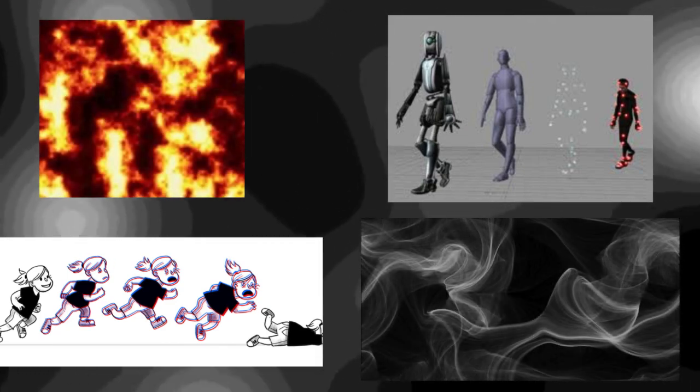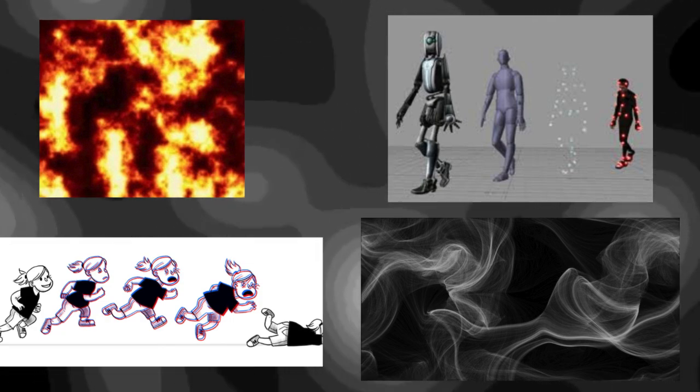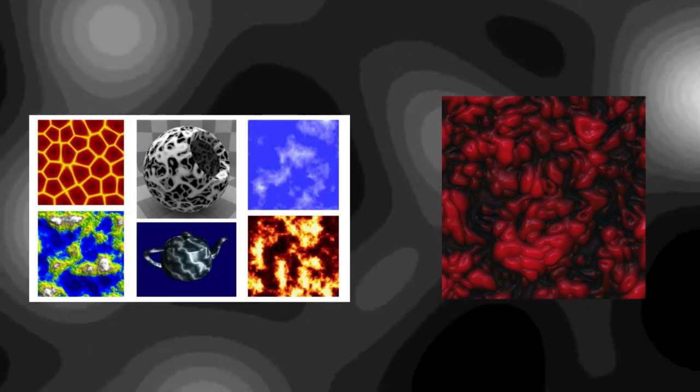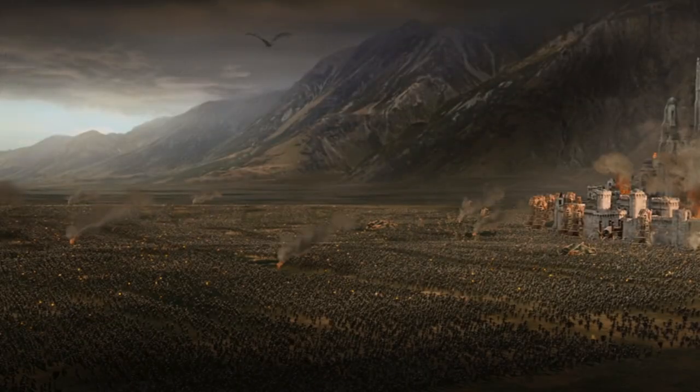Beyond static images, Perlin noise is a key player in animation and CGI. It generates flowing smoke, fire, and organic motion that looks natural. Many animated movies use Perlin noise to create dynamic textures that would be impossible to animate by hand. Many blockbuster films use Perlin noise to add realism to different fantastical scenes, such as creating massive armies as seen in The Lord of the Rings.